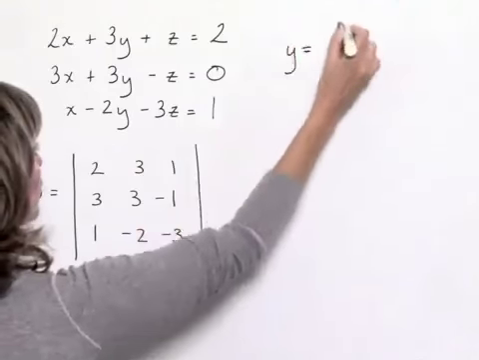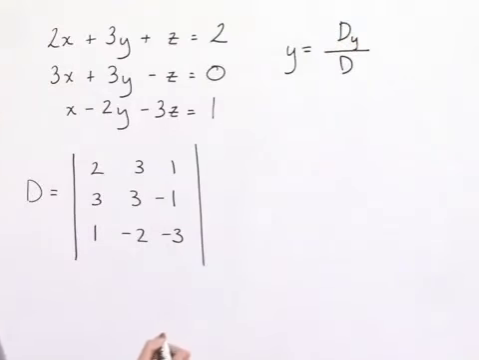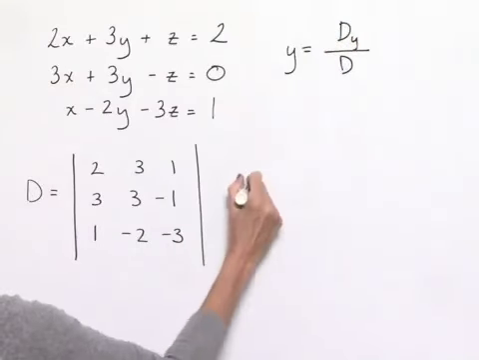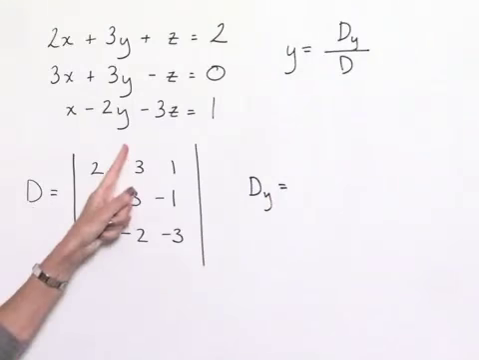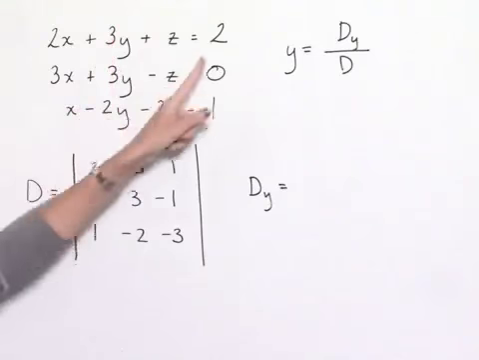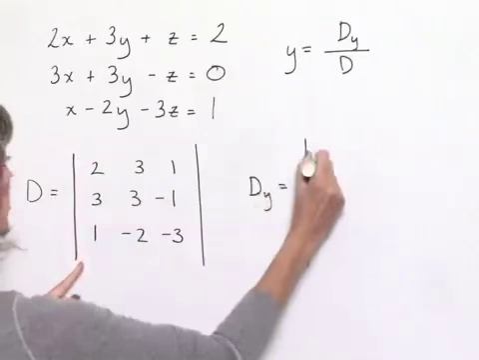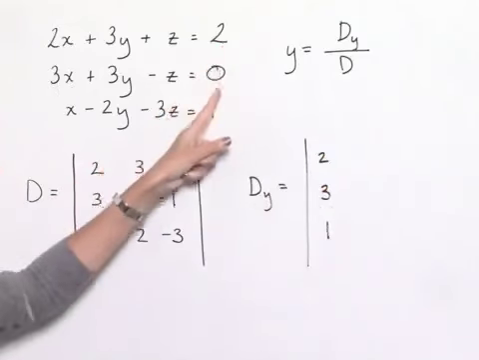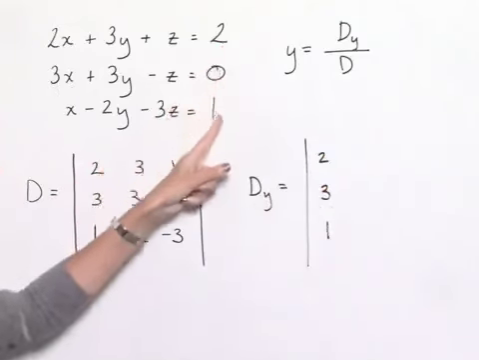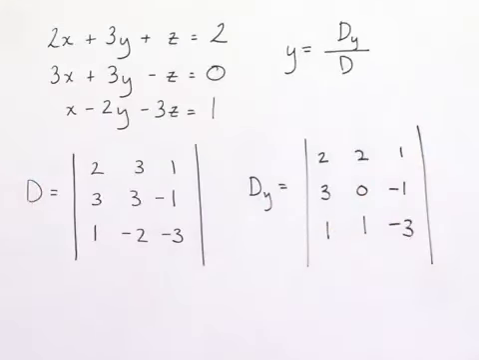To find our y value, we'll have a determinant labeled d sub y divided by the coefficient determinant d. To form d sub y, we're going to take our coefficient determinant, and where we have our y coefficients, we're going to replace those with the constants. So our first column will be the same, 2, 3, 1. Our second column will be replaced with 2, 0, 1. Our third column will remain the same, 1, negative 3. Let's now evaluate this determinant.